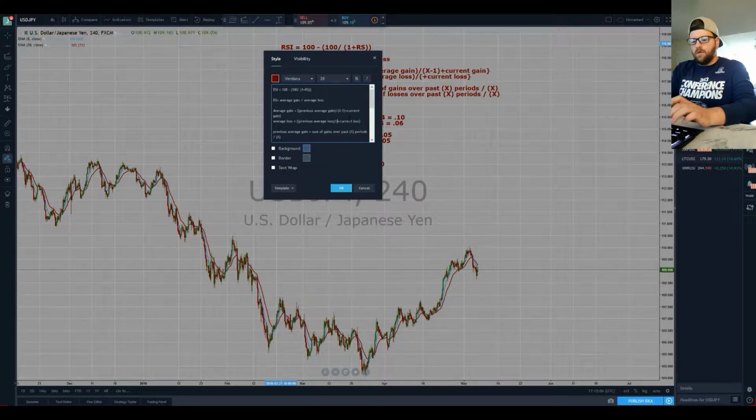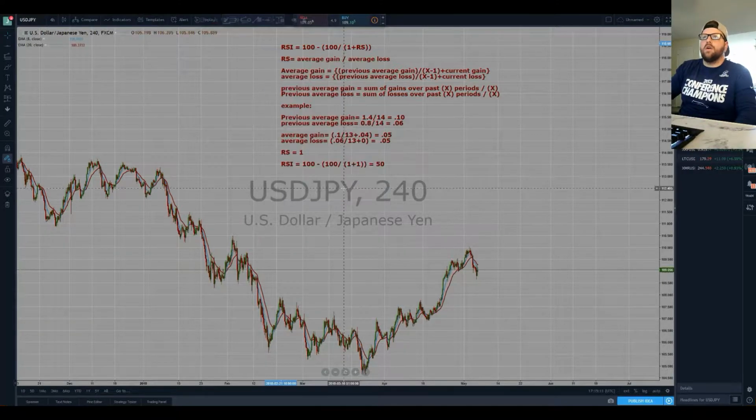x minus 1 for that as well. Alright, so again, the average gain is going to equal the previous average gain divided by x minus 1 plus your current gain, or your average loss being the opposite of that, the previous average loss divided by x minus 1 plus your current loss.